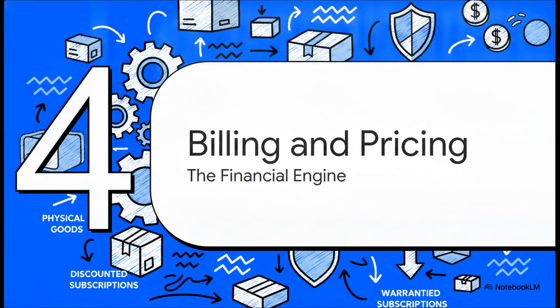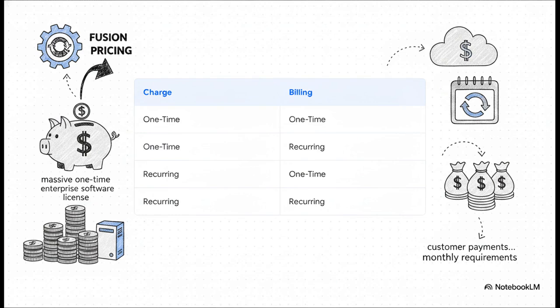Next up is Section 4, Navigating Billing and Pricing, the Financial Engine. So the crucial point here is that charge periodicity and billing periodicity do not have a strict one-to-one relationship. You define the charges over in Fusion pricing, but you define the billing cycles in Financials Cloud. Practically speaking, this means you could absolutely set up a massive one-time charge for, say, an enterprise software license, but configure the actual billing to be recurring, spreading those payments out monthly to meet your customers' revenue requirements. It gives your business total flexibility.